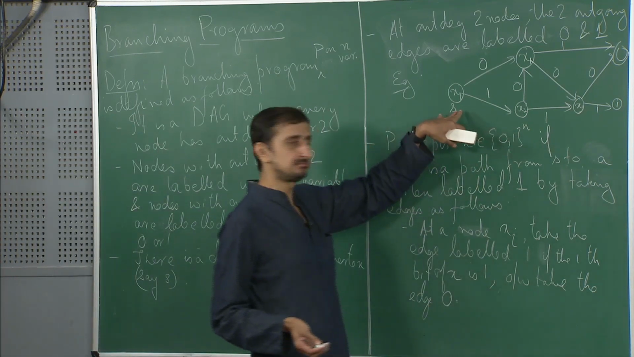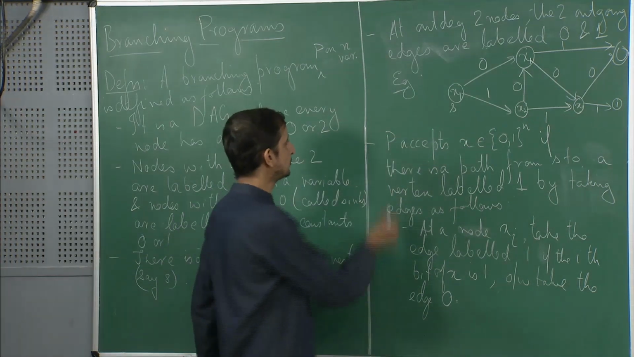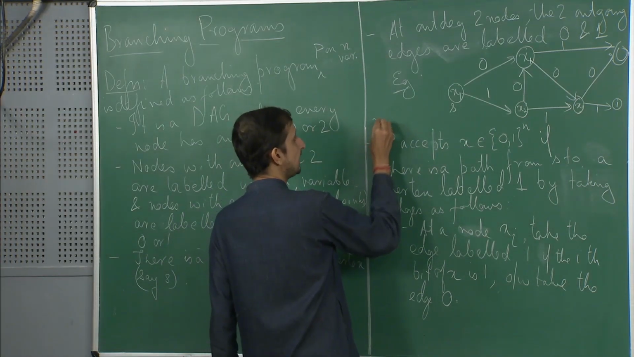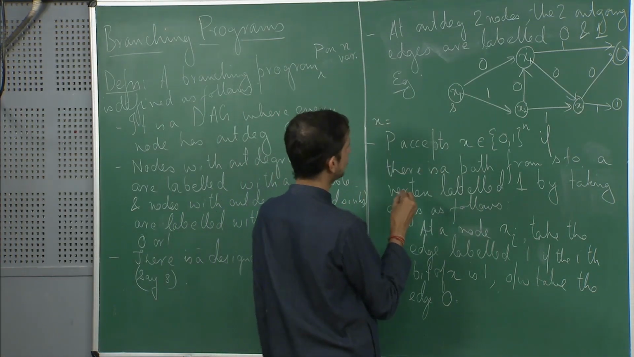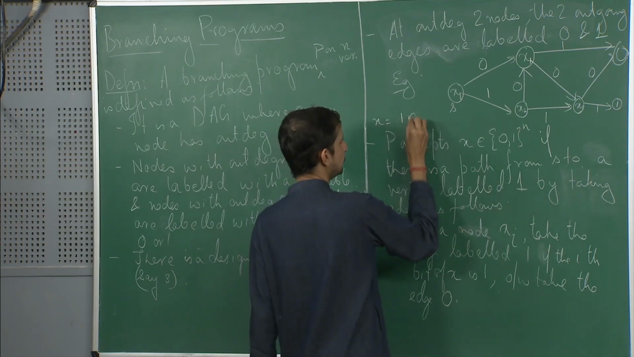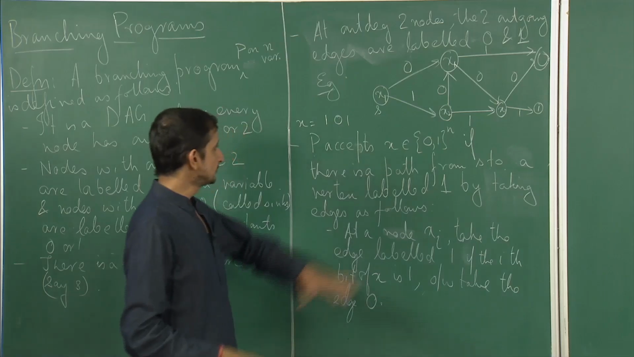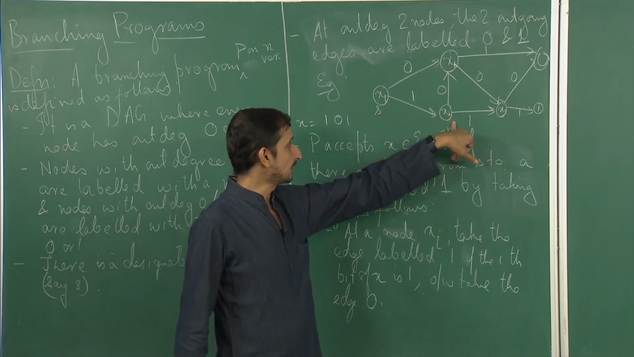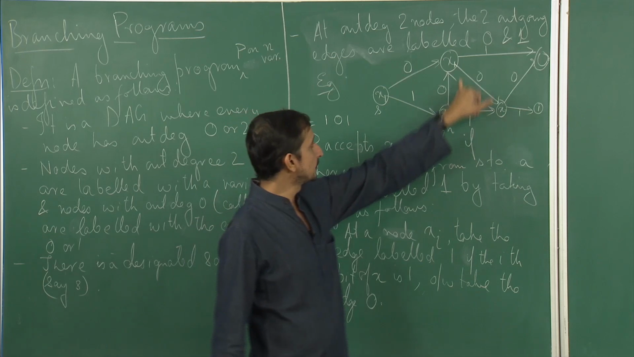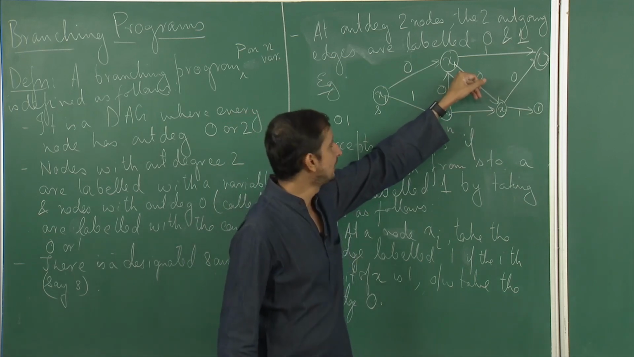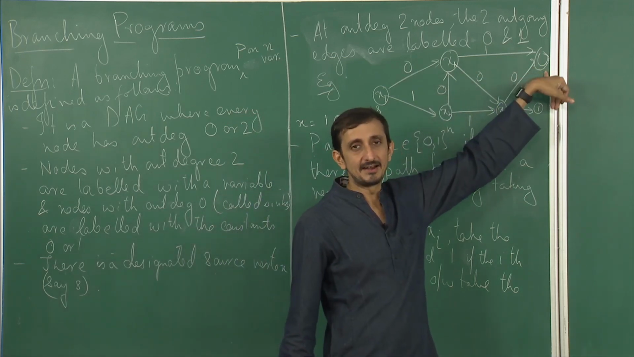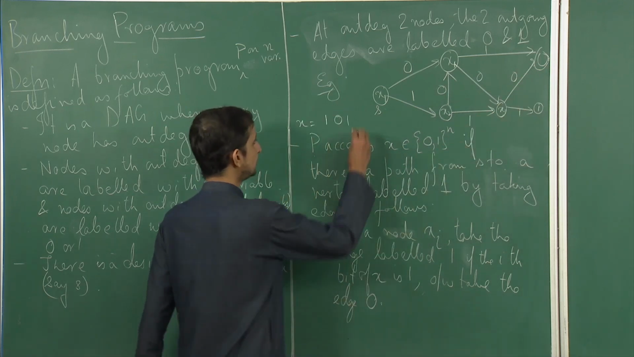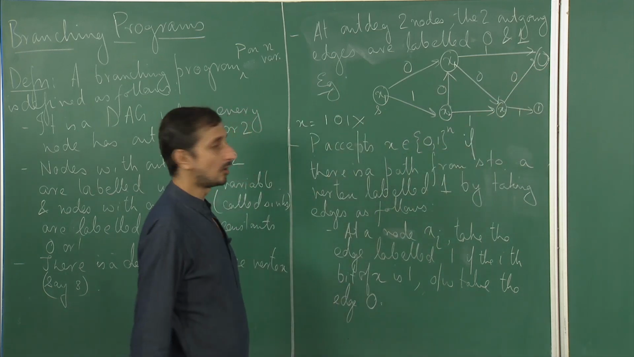So you start at the source vertex. Now suppose I consider an input x. We have 3 variables over here, so let's say consider the input 1, 0, 1. Now I start at x1. x1 is 1, so I take 1. Now I come at x2. x2 is 0, so I take 0. x1 is 1, so I take 1 and I land at 0. Okay, so this input is not accepted.